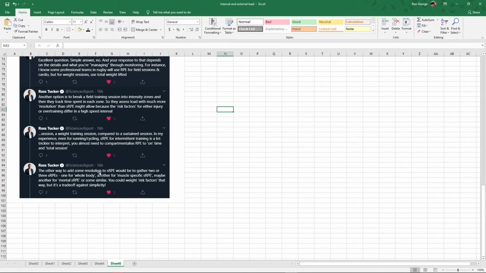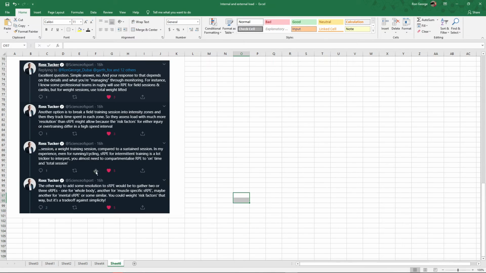The other way to add some resolution to sRPE would be to gather 2 or 3 sRPEs, one for the whole body, another for the muscle specific RPE, maybe another for mental RPE or something similar. You could weight risk factors that way, but it's a trade-off against simplicity. Absolutely. This is like the highest resolution you can probably get to rating this workout using RPE. So you use muscle factors, you use mental factors.